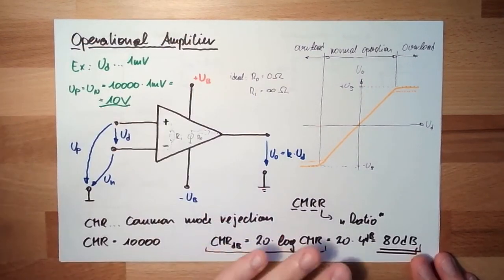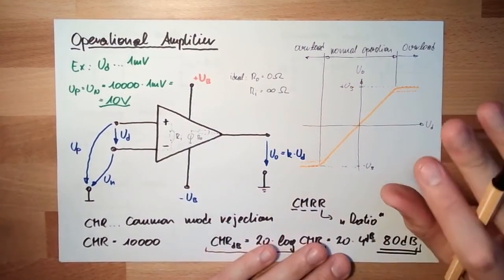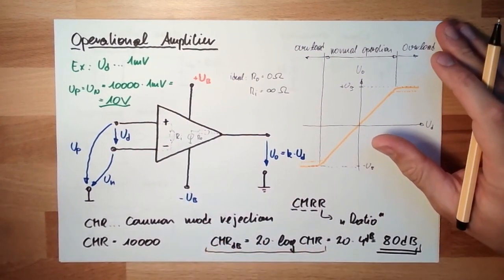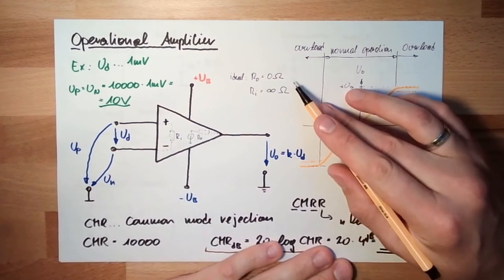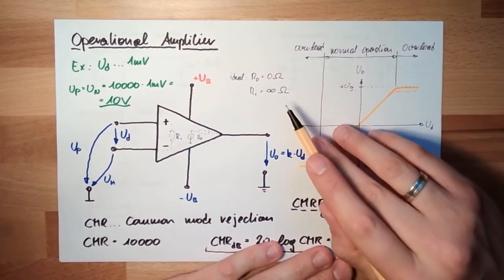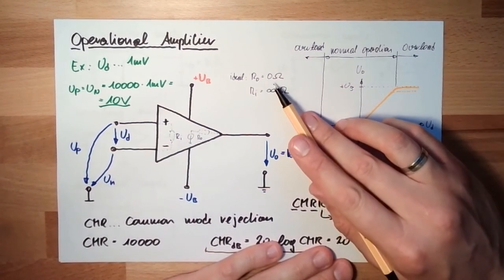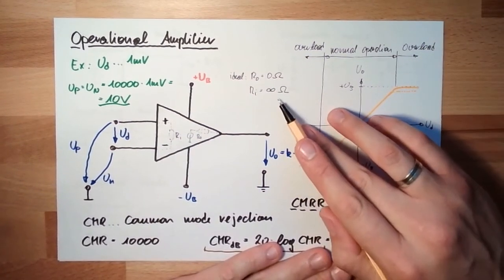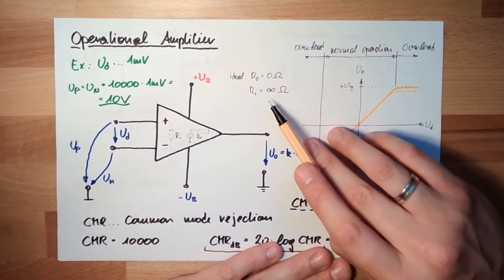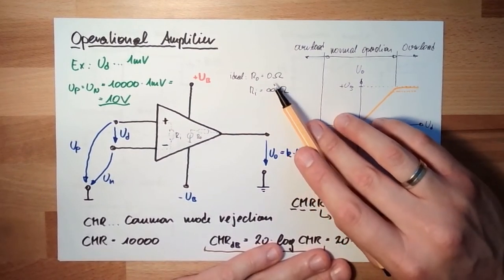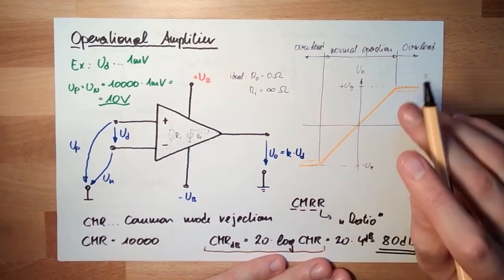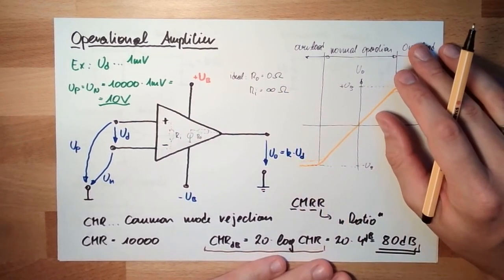Both things are pretty well met with real operational amplifiers. They have a very high input resistance, of course, not voltage. They have a very low output resistance.